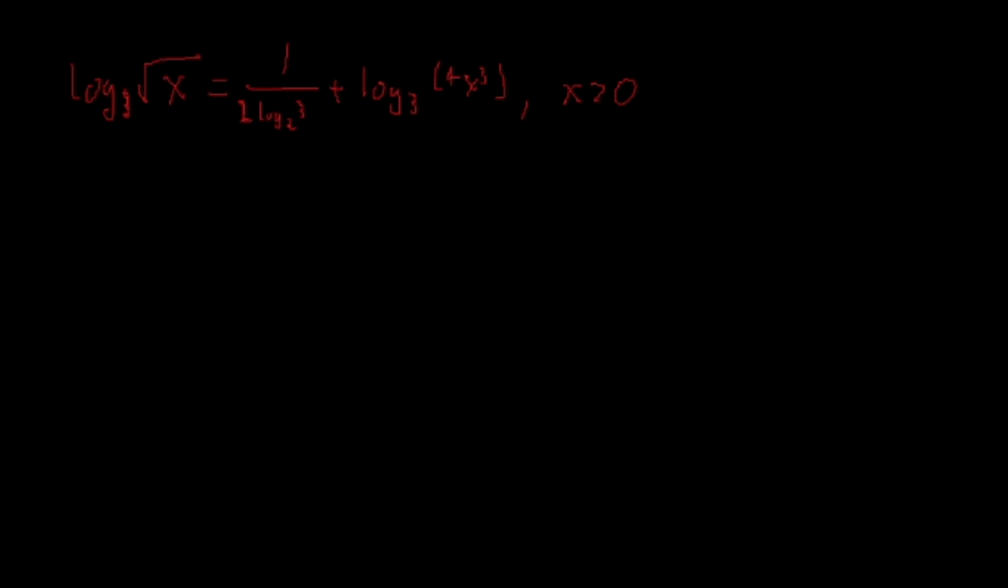So we can see here that log base 3 of the square root of x is equal to 1 over 2 log base 2 of 3 plus log base 3 of 4x cubed, and x is greater than 0. We have to find x.